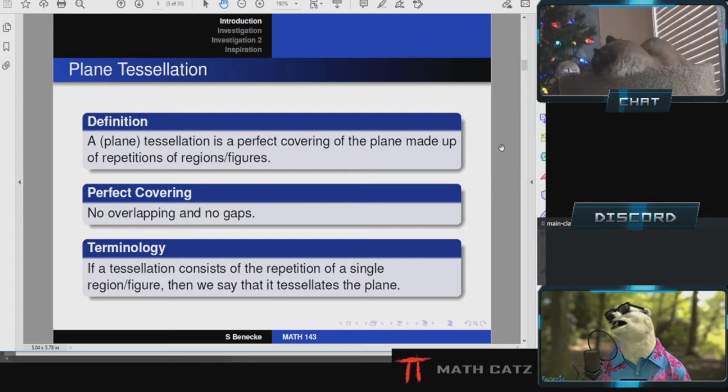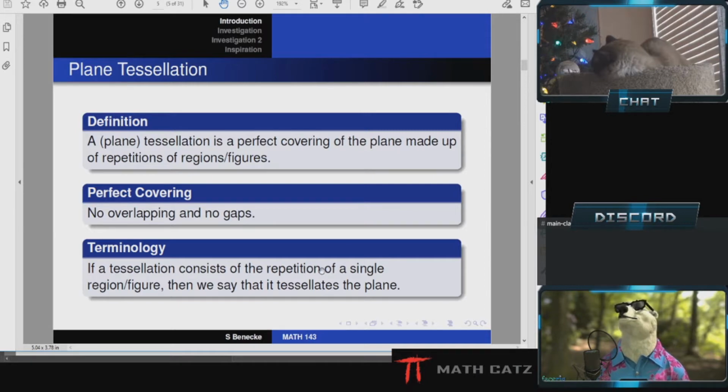So we're going to call this a plane tessellation. Plane, because I'm working on filling a flat two-dimensional surface called the plane. A tessellation is a perfect covering of this flat two-dimensional plane made up of repetitions of regions or figures in general. That's what we'll call a tessellation. Now we're only going to work with plane tessellations, so I'm not going to say that word every time. We'll just talk about it as a tessellation. It has to be a perfect covering, meaning there's no overlapping of the shapes that I use, and there are no gaps left. It covers the plane perfectly.